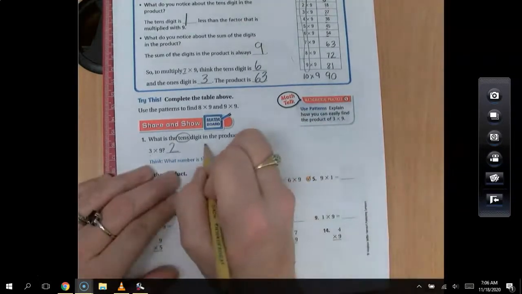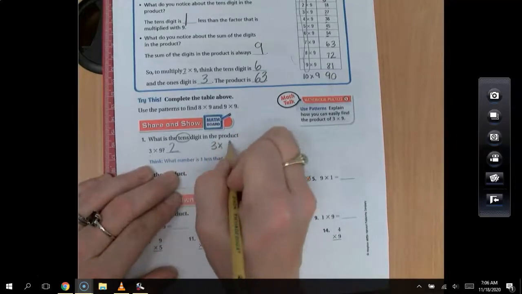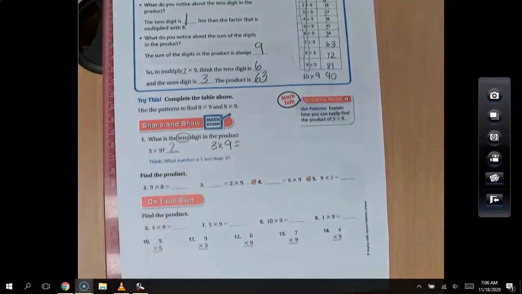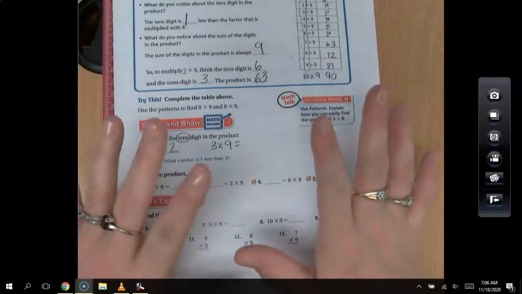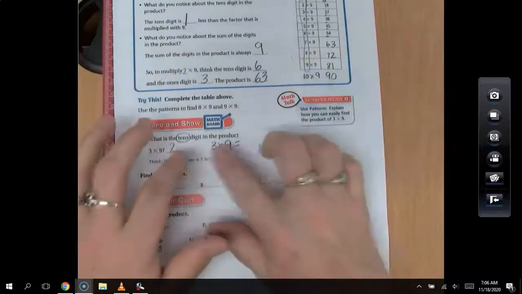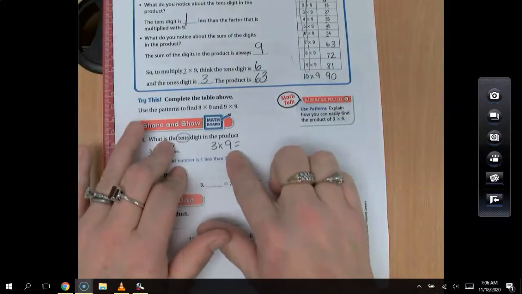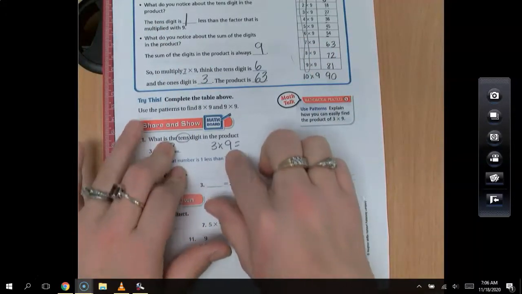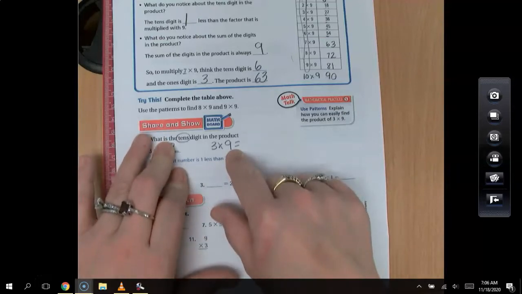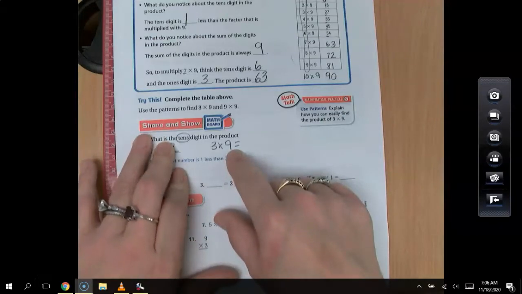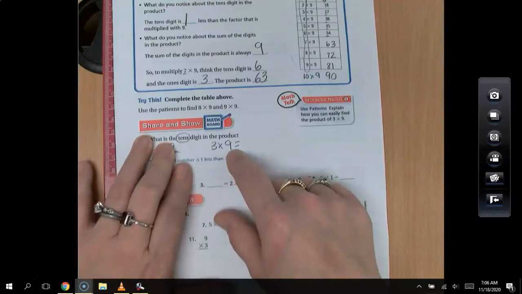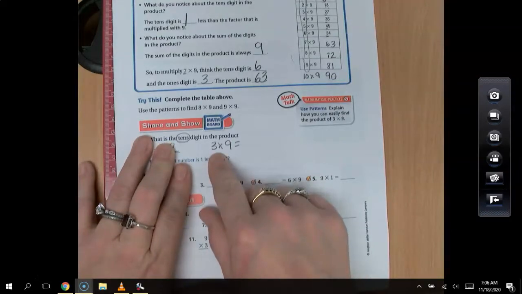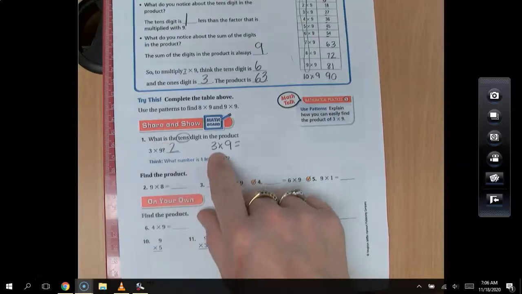So we're going to put over here 3 times 9 equals. Go ahead and write that. 3 times 9 equals. Let's figure this out using our fingers. So put your fingers down. I'm multiplying 3 times 9. Now remember, this only works if you have a 9 as one of your factors. So in order to figure out what finger we put down, we have to look at the other factor.